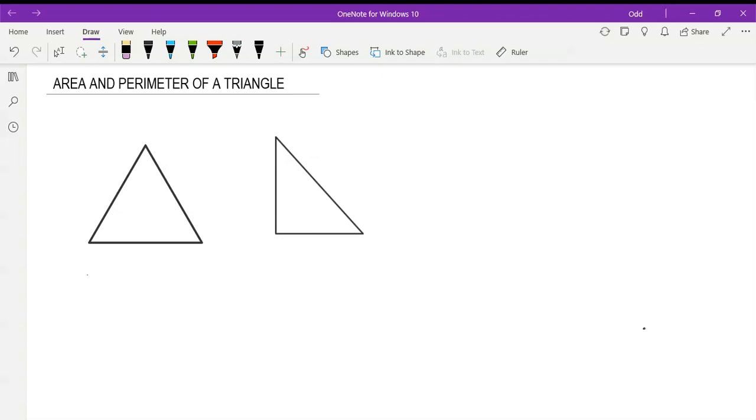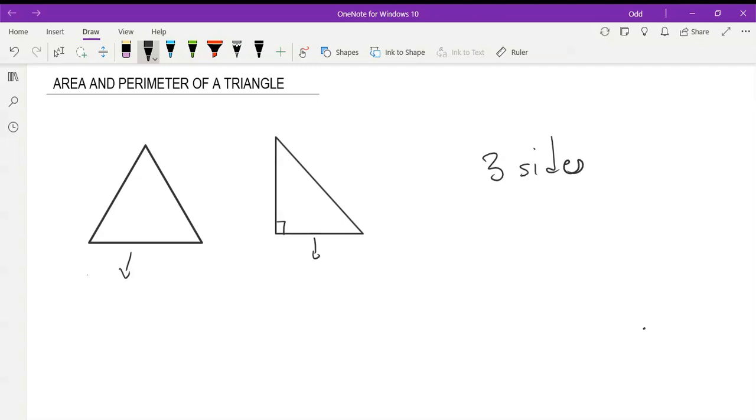So we're going to learn how to find the area and the perimeter of a triangle. Generally, a triangle has three sides. Here we have a regular triangle, and this is a right angle triangle.